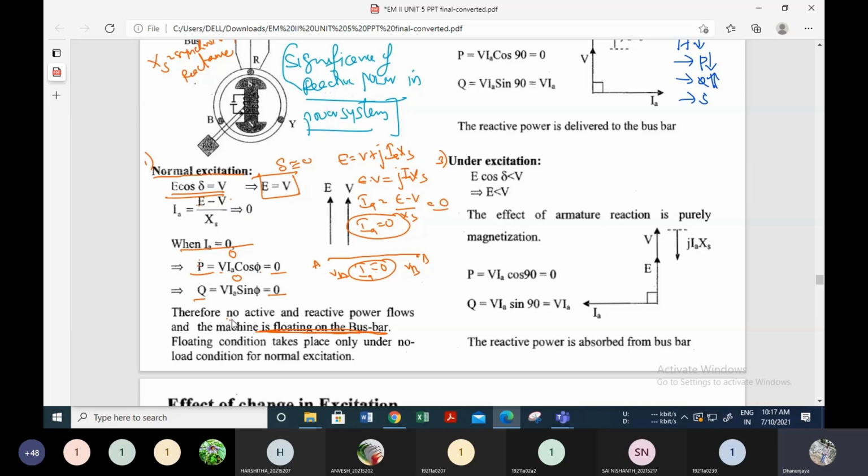You can expect another external exam question: explain the effect of change in excitation under no load condition when the alternator is connected to the infinite bus bar. The question will be, explain the effect of excitation when alternator is connected to infinite bus bar.